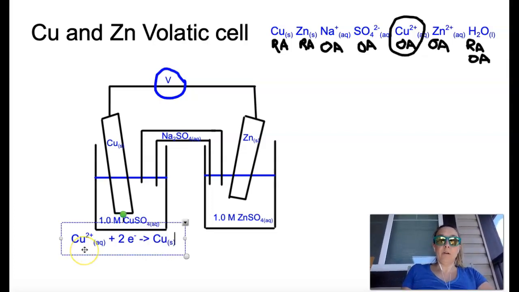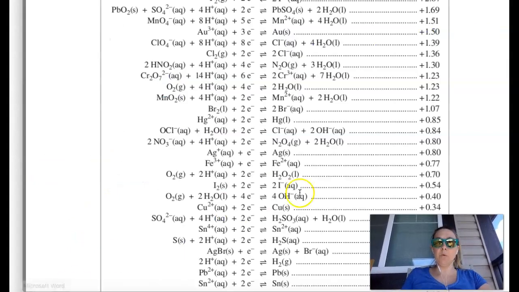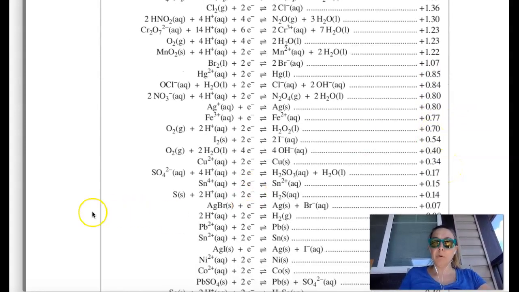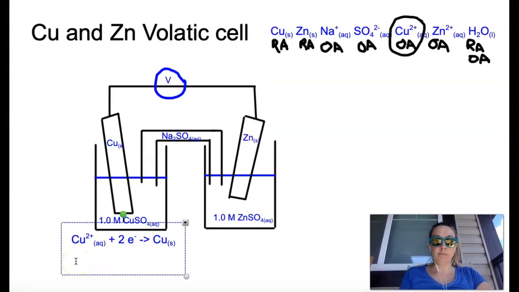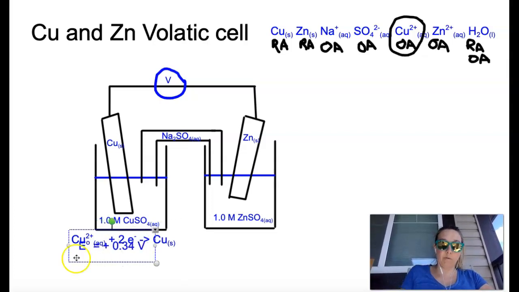Okay, the other thing we're going to include that we didn't include when we were in the last unit is that E0 value. So over here on this side of the table, you'll notice that it says electrical potential E0 in terms of volts. So we are going to record that value. So we look at copper, the E0 for it is positive 0.34 volts. So we're going to write down here that E0 equals positive 0.34 volts.